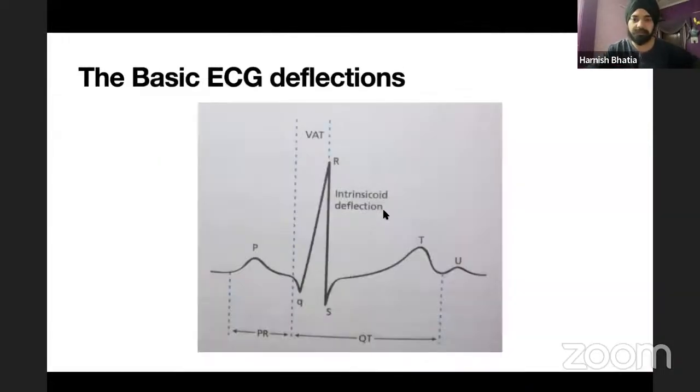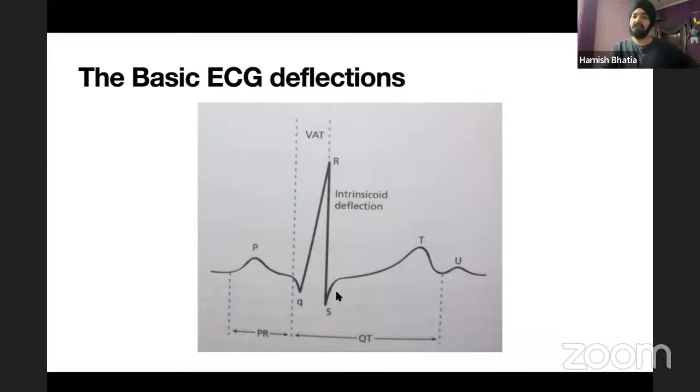Okay, next. So what are the basic ECG deflections? So these are the basic ECG deflections which we see. The P wave, the Q, R, S complex, the T wave, and sometimes you see the U wave. This we saw in the last class also. Okay, and now we also know from the last class that the P wave denotes atrial depolarization, the QRS denotes the ventricular depolarization, the T wave denotes the ventricular repolarization. Atrial repolarization is not shown on the ECG because it overlaps with the QRS complex and it is not represented.